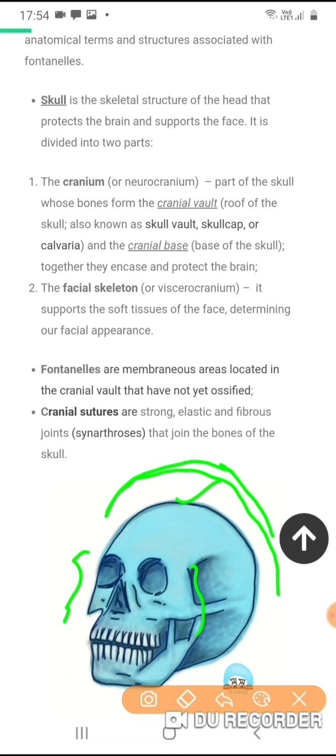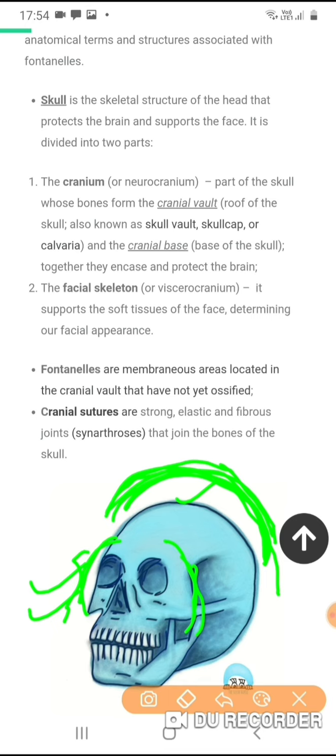And the cranium is the part of the skull bone from the cranial vault, and it is also known as skull vault, skull cap, and calvaria. The facial skeleton supports the soft tissue of the face and determines the facial appearance. So these are our facial skeleton, and it supports the face and determines our facial appearance.